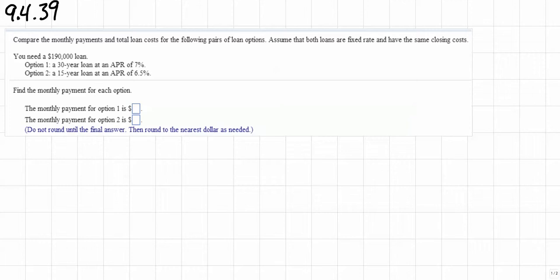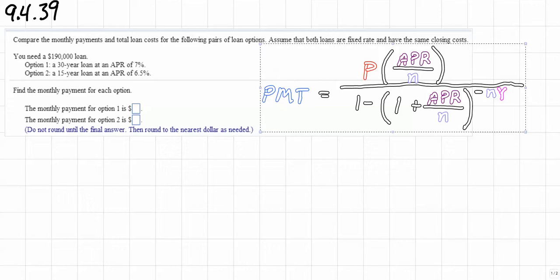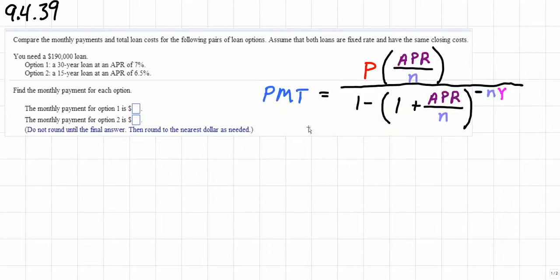We want to find a monthly payment for each option. In order to do this, we need a formula. And this is our formula. PMT is equal to P times the quantity APR divided by N all over 1 minus the quantity 1 plus APR divided by N, all raised to the negative N times Y.